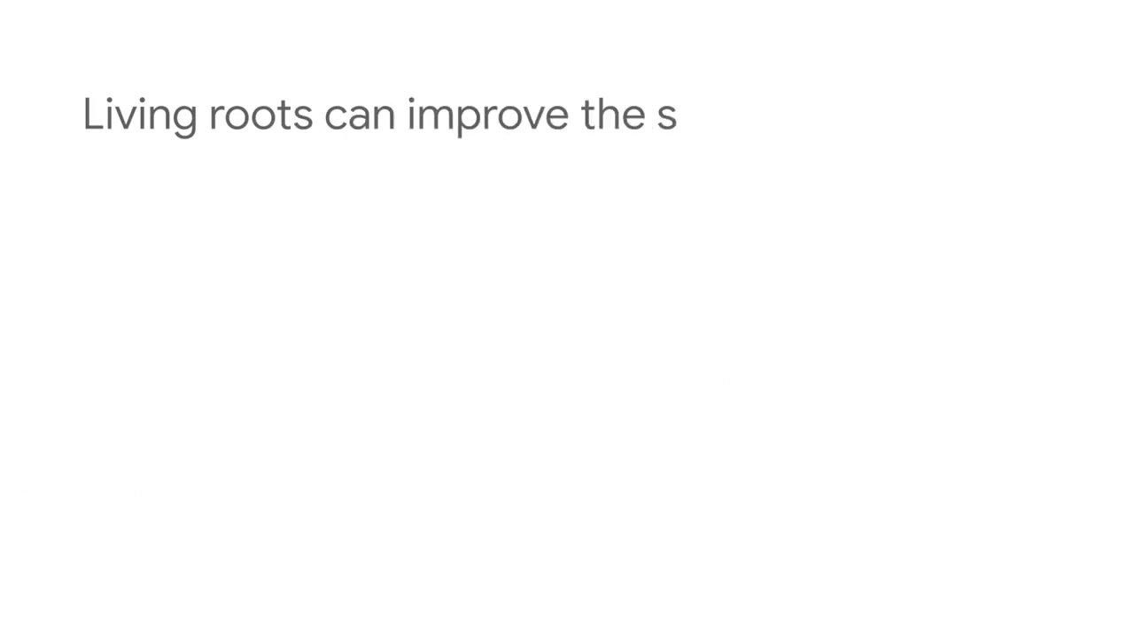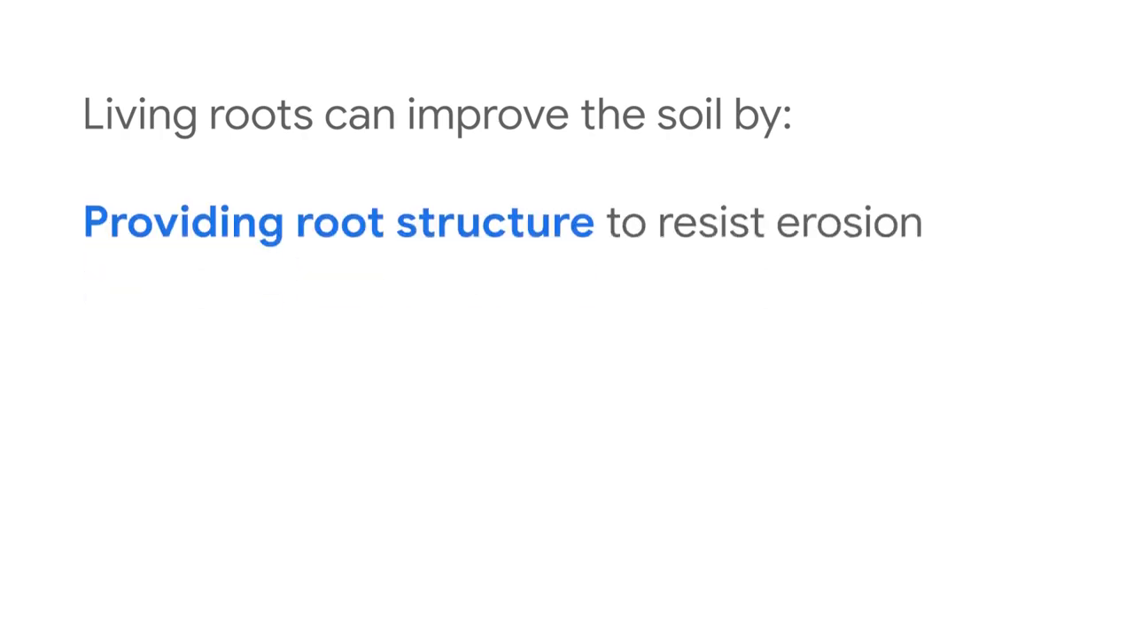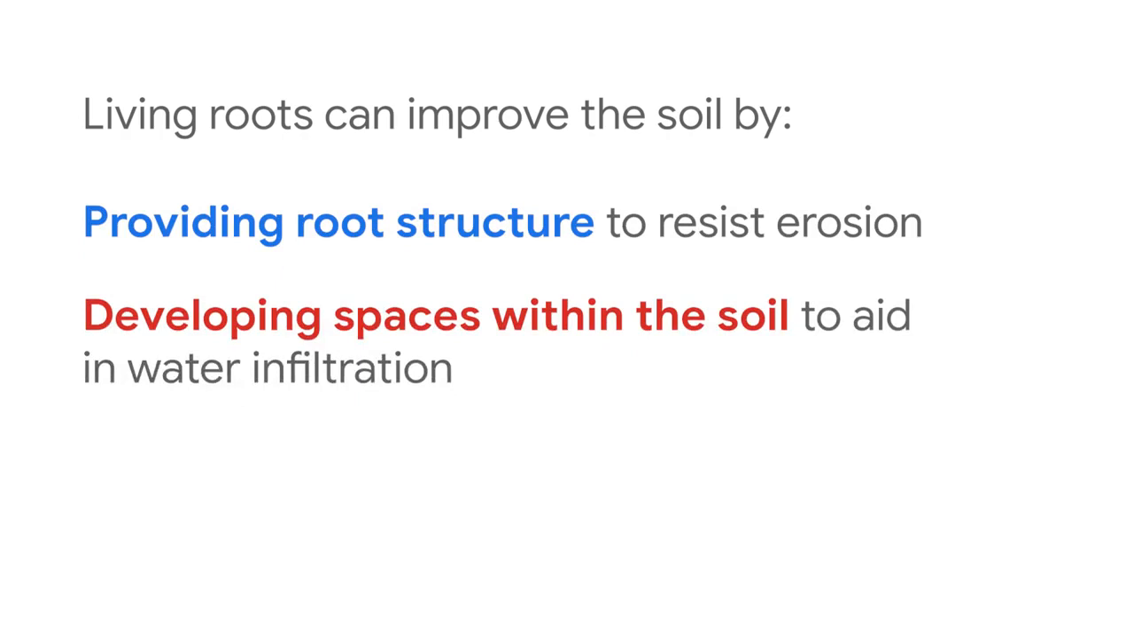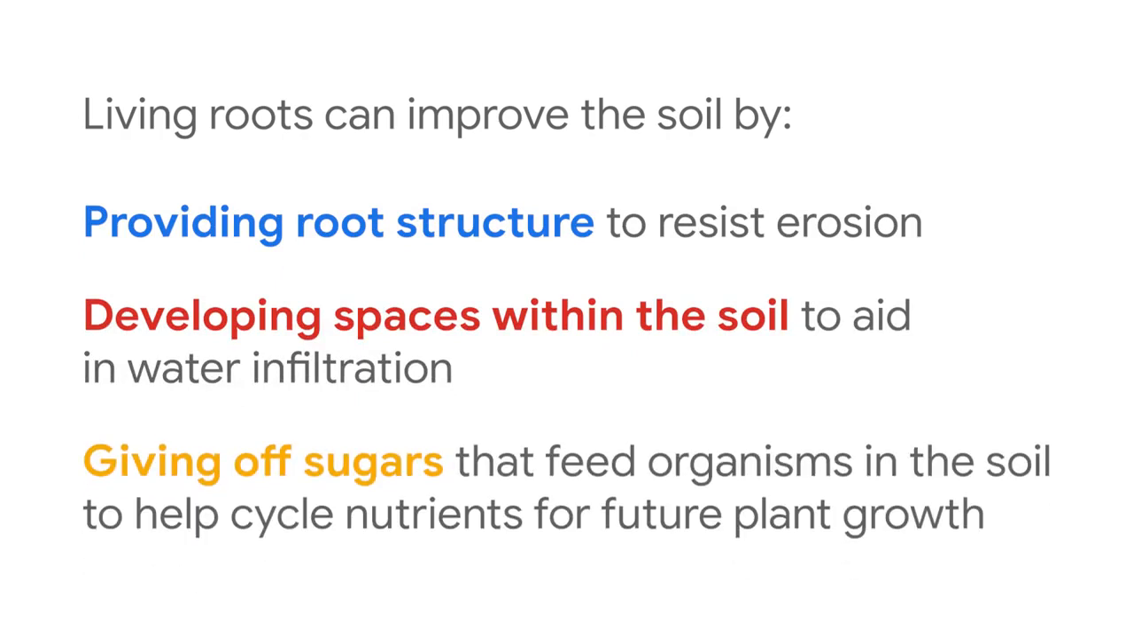By growing cover crops, farmers keep living roots in the soil as much as possible. Living roots can improve the soil by providing root structure to resist erosion, developing spaces within the soil to aid in water infiltration, and giving off sugars that feed organisms in the soil to help cycle nutrients for future plant growth.